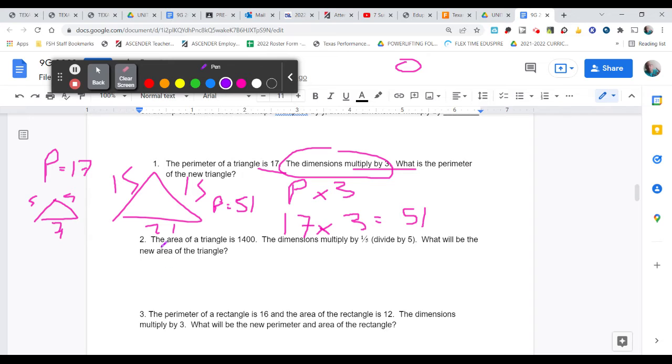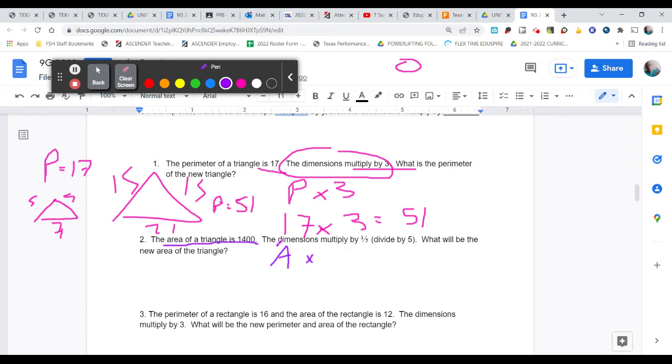Okay. If we have the area of a triangle is 1400. So the area of the triangle is 1400. The dimensions multiplied by 1/5, which we could call dividing by 5. Multiplying by 1/5, dividing by 5 is the same thing. What will be the new area of the triangle? So, again, before we do this, if the dimensions multiply by 1/5, what does the area multiply by?